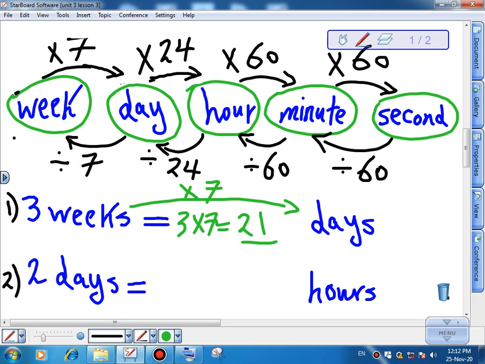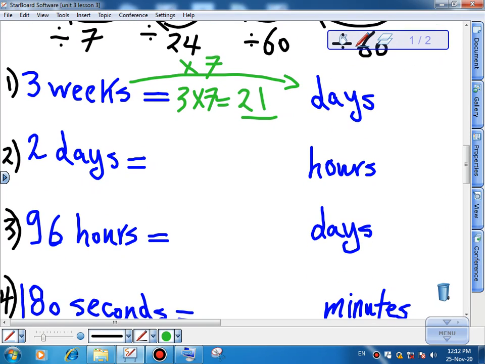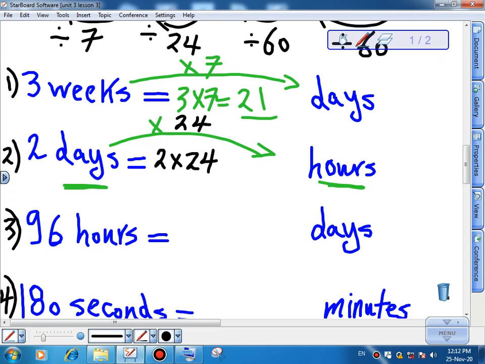Next one, 2 days has blank hours. We know that any day has 24 hours, so we convert from the greatest, day, to the smallest, hour. We will multiply by what? By 24. 2 times 24 equals 48 hours. 2 days has 48 hours.